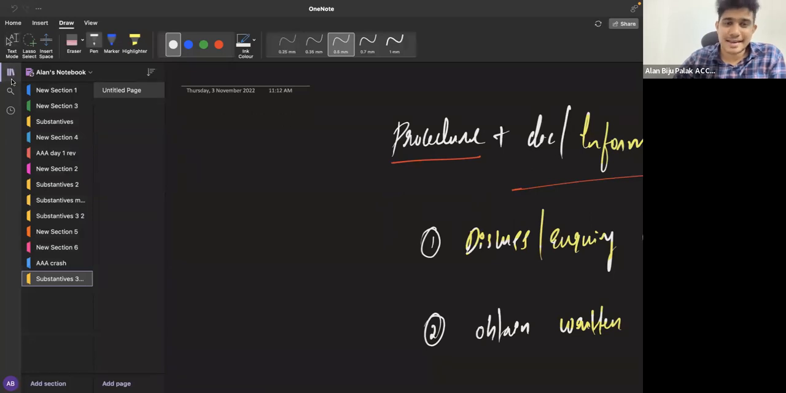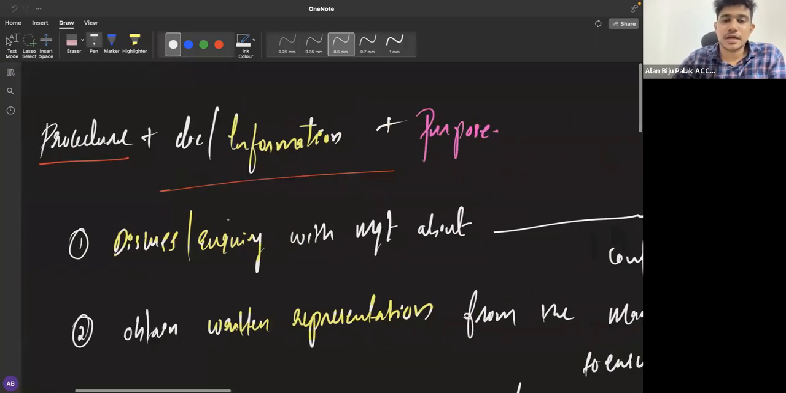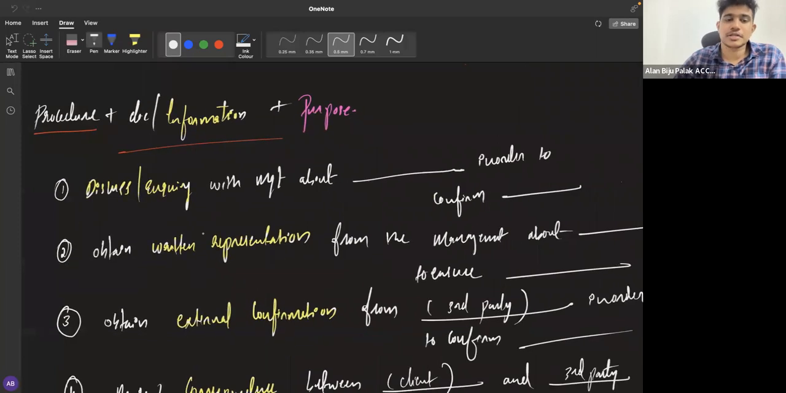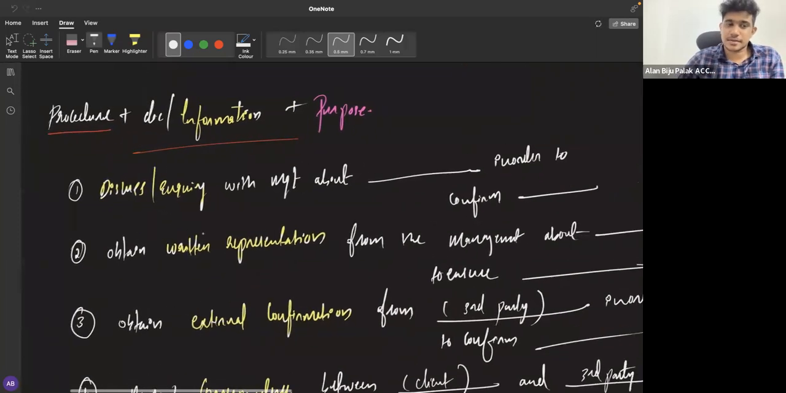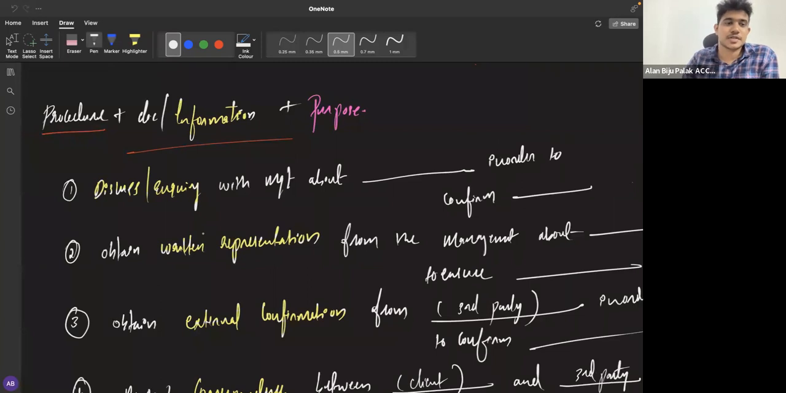So in that case, you can use some common set of substantives. And about these substantives also, we have already discussed in the class. So whenever you write the common substantive also, you should ensure that there should be clear procedure, document or information have to be specified there, and the purpose should also be provided. So procedure have to be clearly mentioned, document or information have to be provided, and the purpose should also be clearly specified.